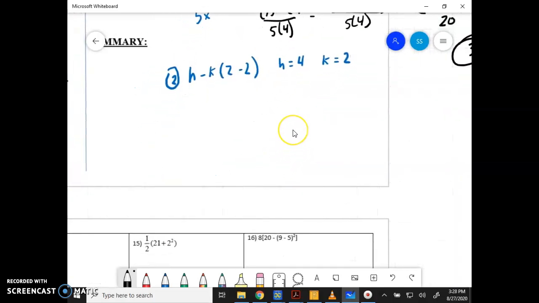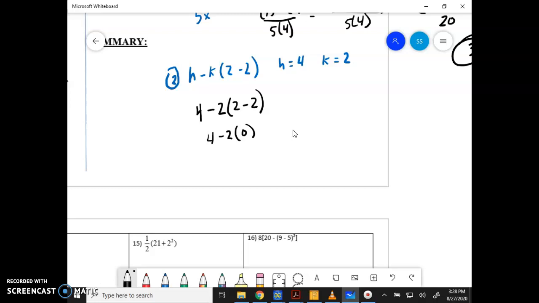All right, last problem here. You've got h minus k parentheses 2 minus 2. Okay, so h is 4 minus k, which is 2, parentheses 2 minus 2. All right, so what do we got to do here first? We've got some grouping symbols. Okay, so we got to do that first. 2 minus 2 is 0. All right, so let me update this problem. 4 minus 2, parentheses 0.